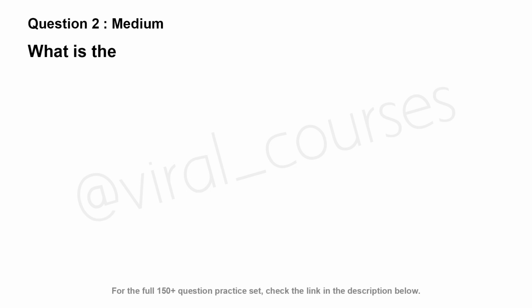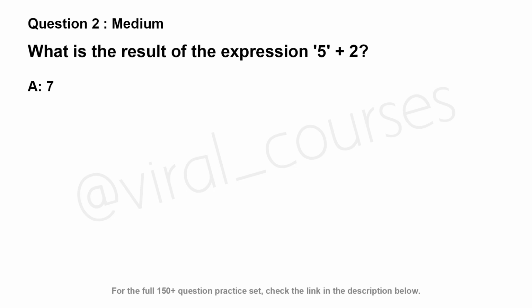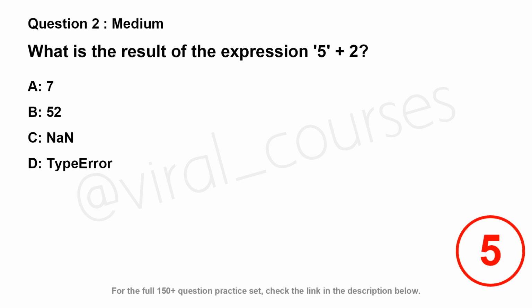What is the result of the expression "5" + 2? Option A, 7. Option B, 52. Option C, NaN. Option D, TypeError.